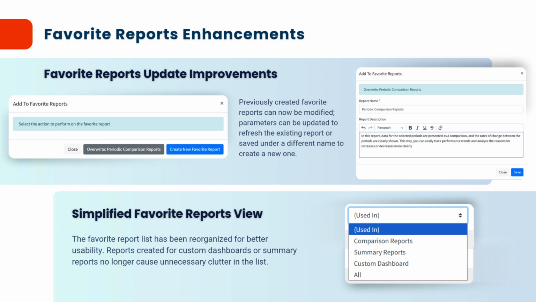With the simplified favorite report view, we've made the user experience much clearer and easier to navigate. Reports created for different purposes, such as summary reports, comparison reports, or custom dashboard reports, no longer create clutter in the favorites list. These are hidden in the background, and the user only sees the reports they actively use. This way, there is no need to search through other reports to find the one they are looking for. Moreover, when needed, the hidden reports can easily be accessed using the usage filter.